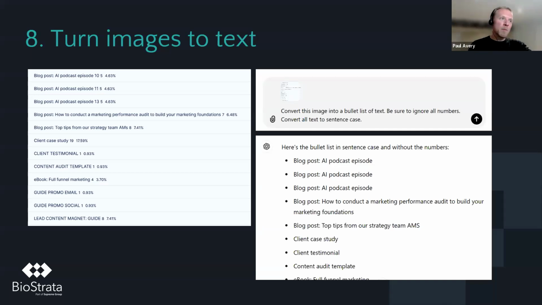As you can see in the image, there's a bunch of numbers that I don't need. So I said, ignore all the numbers. And there's a mixture of caps and all other stuff, and I just want sentence case. So I said that as well. Lo and behold, I get a lovely bullet list. All the text is fixed, the numbers are removed, and all the other things. So that's super handy as well.